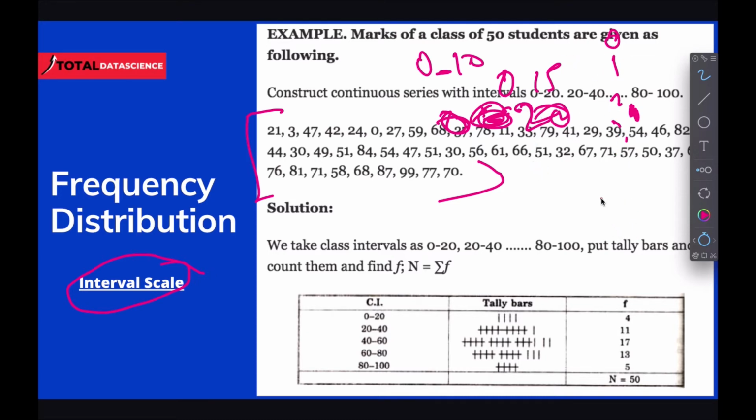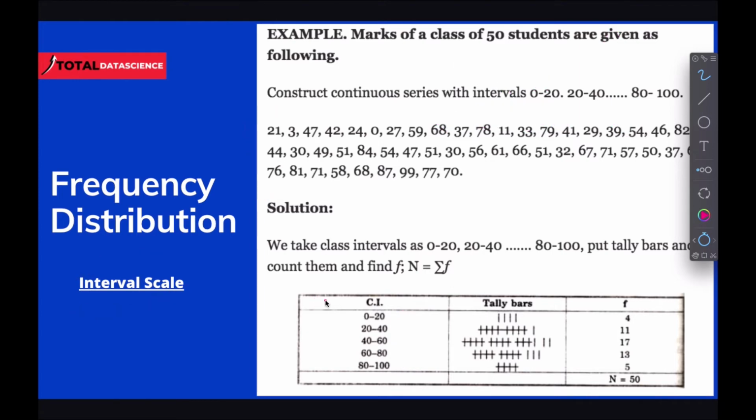the efficient way is to put them in the form of an interval scale. That's what we are doing here. Between 0 and 20, we find the data points that fall within that. Between 20 and 40, 40 and 60, 60 and 80, and 80 and 100. This makes it simpler for us. Now, let me clear this.